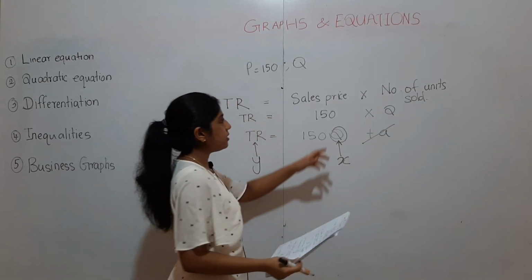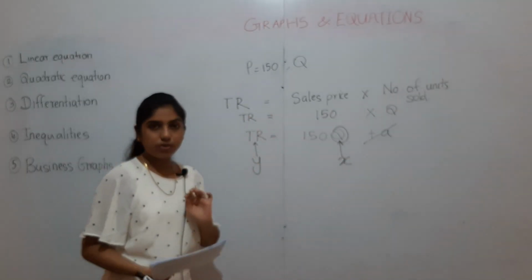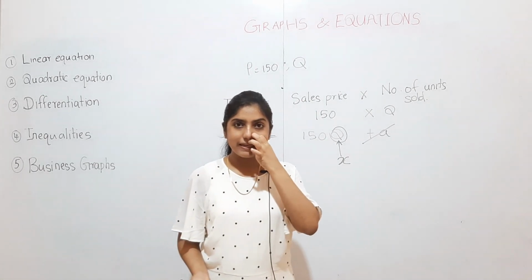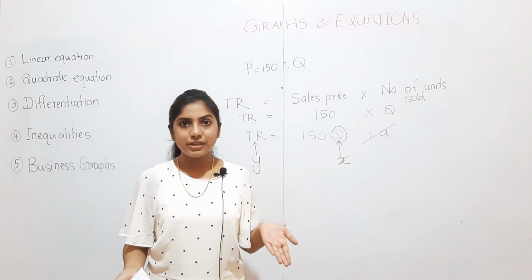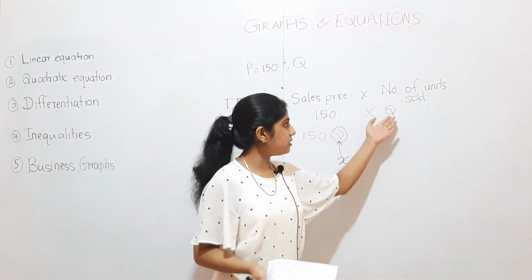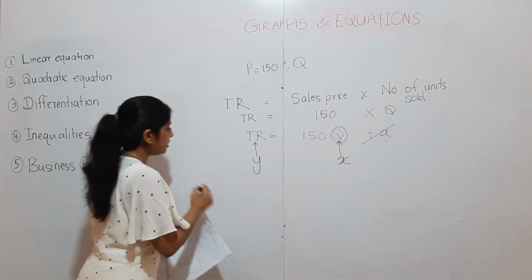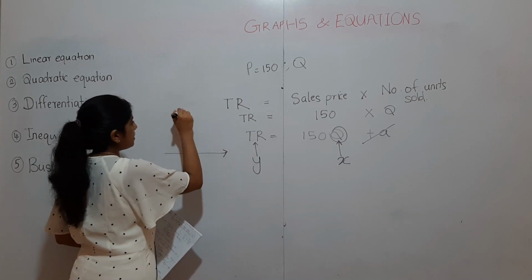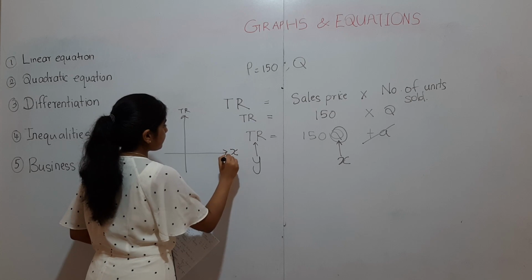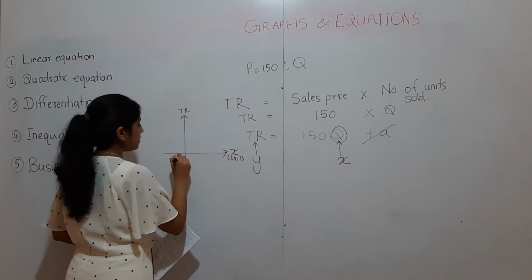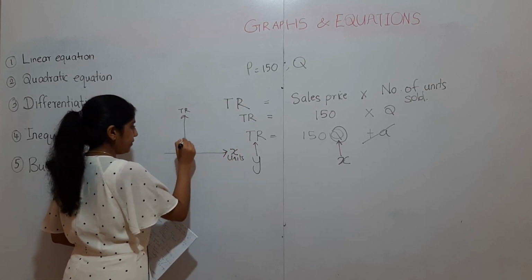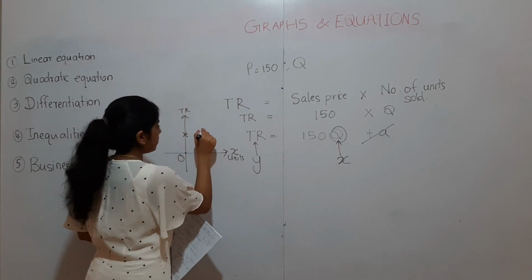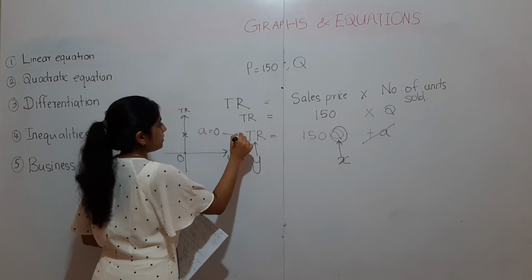Why is A not there? Because when the number of units sold is 0, will there be any sales price or any revenue? There won't be any revenue when the units sold is 0, because units sold is the x-axis and total revenue is the y-axis. So when we didn't sell anything, can we have sales? No. That's why A equals 0 for this equation.